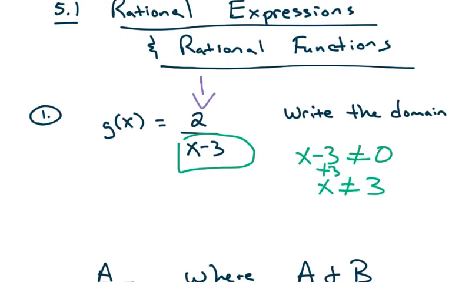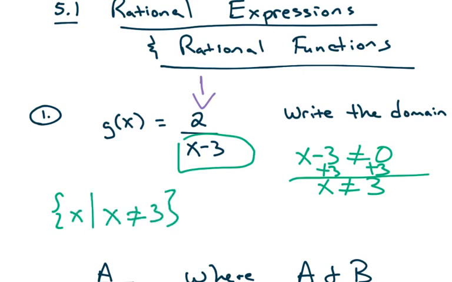How did I do that? Obviously, I just added 3 to both sides, and I got x can't be 3. So we can write this in set notation as x such that x does not equal 3, or in interval notation as negative infinity to 3 union 3 to infinity.